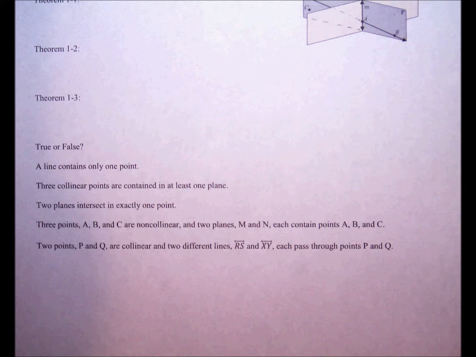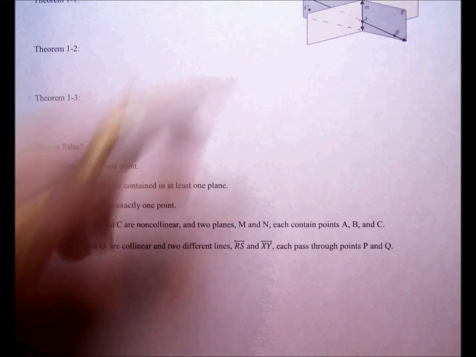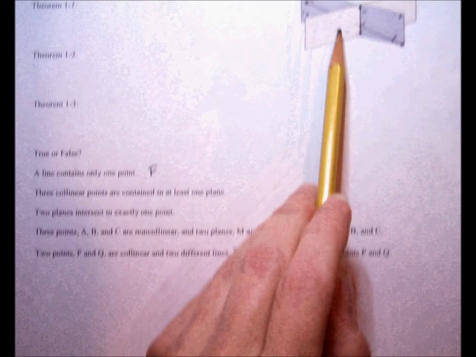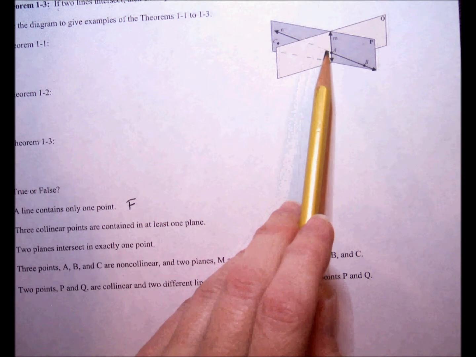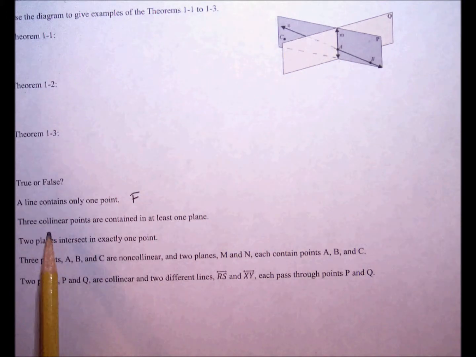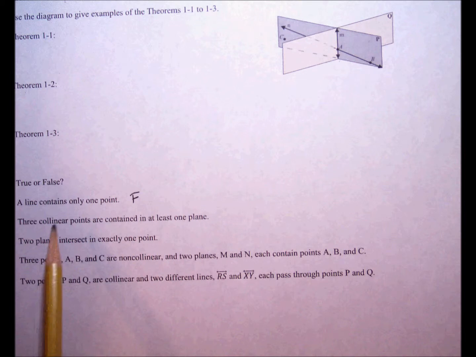A line contains only one point. Well, if it contained only one point, it would just be a point. That is false. Here's a line that contains more than one point. Okay. And if you want to pause while I'm reading these and then come back and check your answers, that would be a good idea.